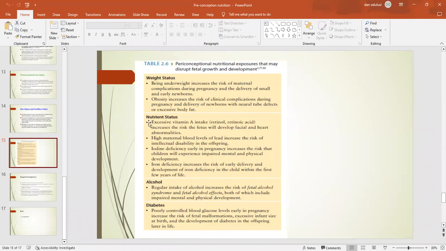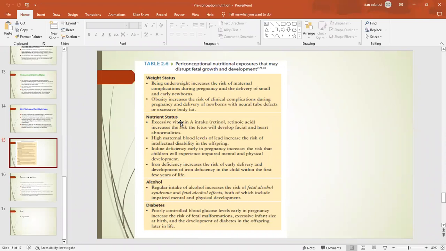One thing to mention under the nutrient status is the excessive vitamin A intake, retinoic acid, that can increase the risk of the fetus developing facial and heart abnormalities. Vitamin A is a very common ingredient in cosmetic products that were used for the skin. Absorption occurs through the skin, and this could, as we have mentioned here, cause development of facial and heart abnormalities in the fetus.